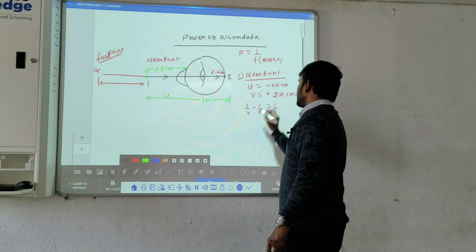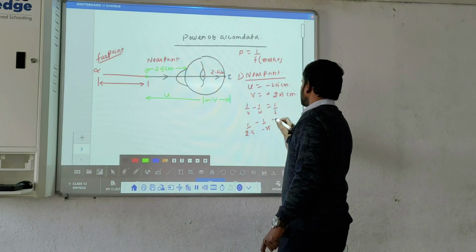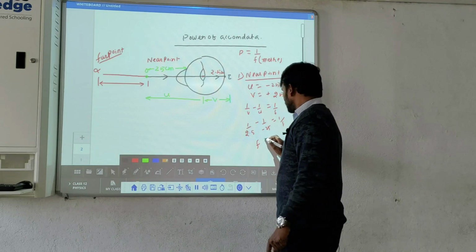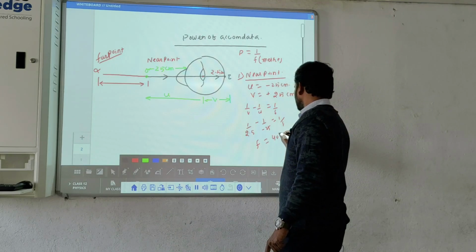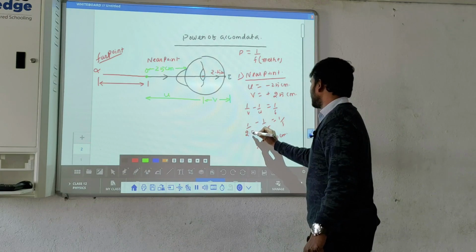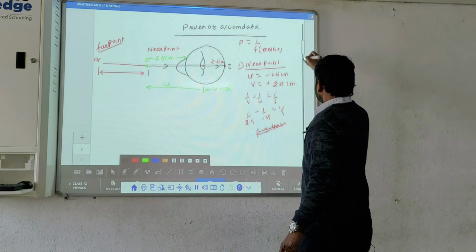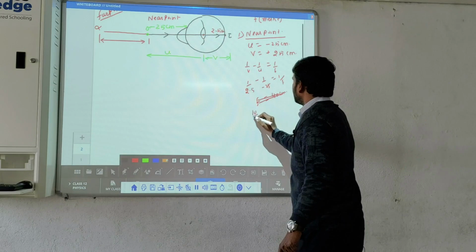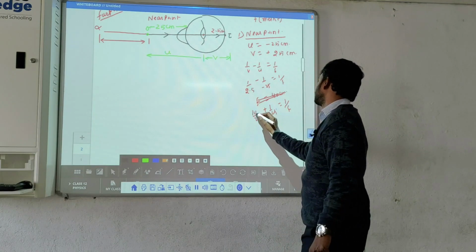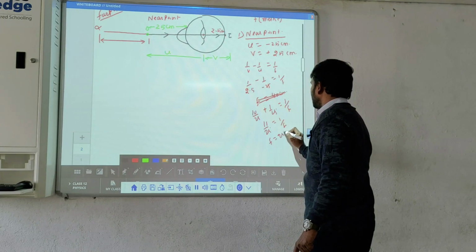Put the value of V: 1 by 2.5 minus 1 by U, where U is minus 25, is equal to 1 by F. We can easily calculate 1 by 2.5, so we can write 10 by 25 minus minus, that is plus, 1 by 25 is equal to 1 by F. Taking 25 as the LCM, 10 plus 1, 11 by 25 is equal to 1 by F. So F will be equal to 25 by 11 centimeter.